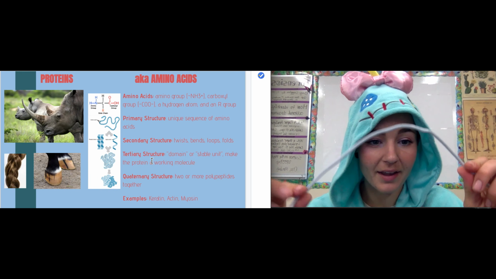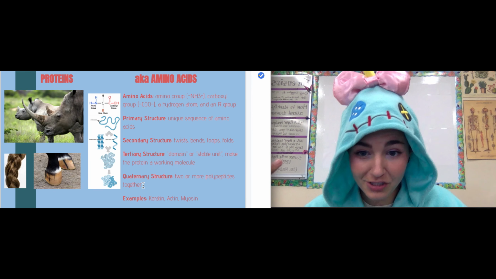And then finally, you have quaternary structure, the fourth one, and that's where you have 2 or more polypeptides together. So you have 2 tertiary structures, and now they're together, and maybe one tertiary model does one thing, and the other tertiary model does another. You put them together, and they now have a completely different function that they do in the body.